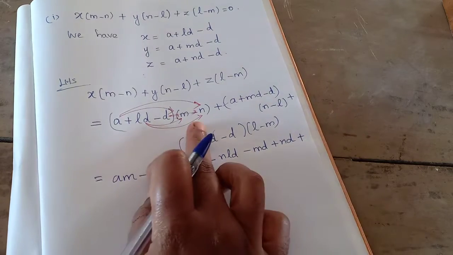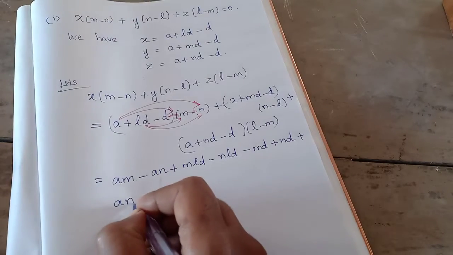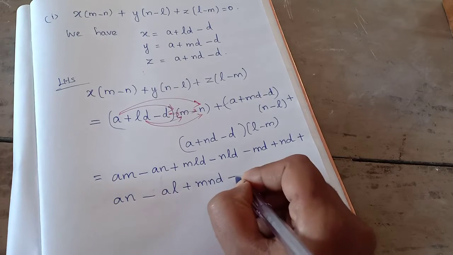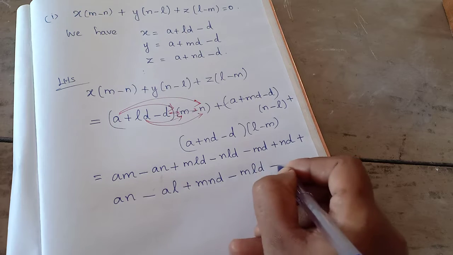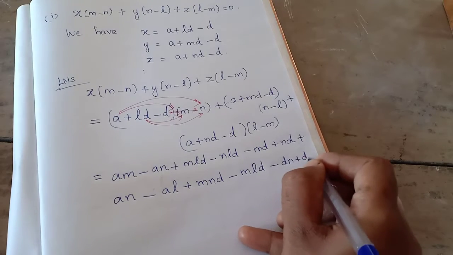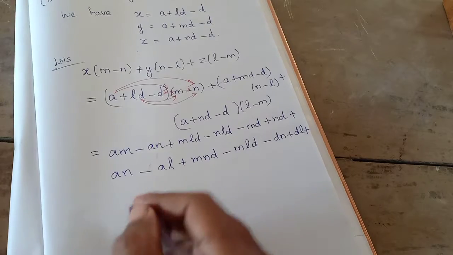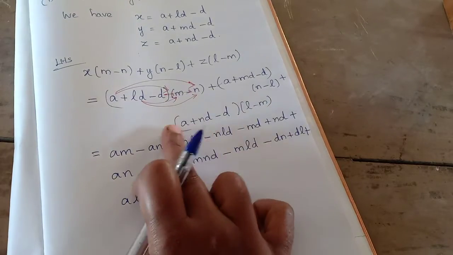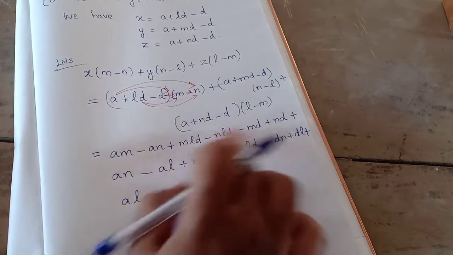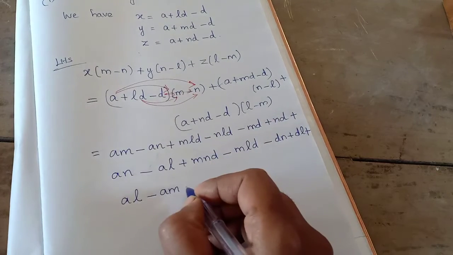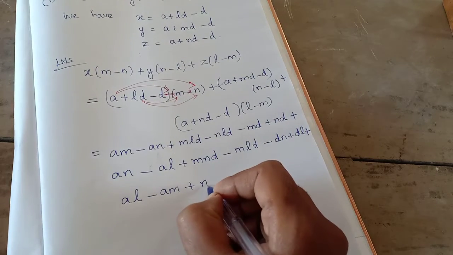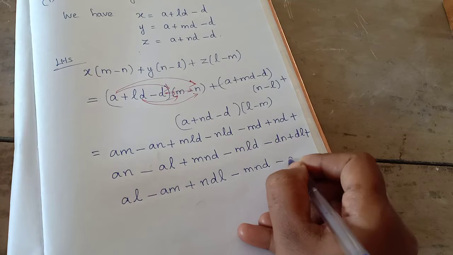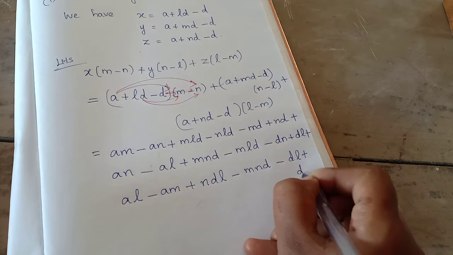First concept over. Then for second, an minus al plus mnd minus mld minus dn plus dl plus, here also just multiply, al minus am, you know correctly, no? First term into two terms, then next term into that two terms, then last term into that two terms. Then plus nl, dl minus mnd minus dl plus dm.